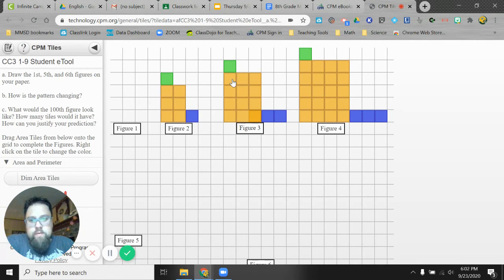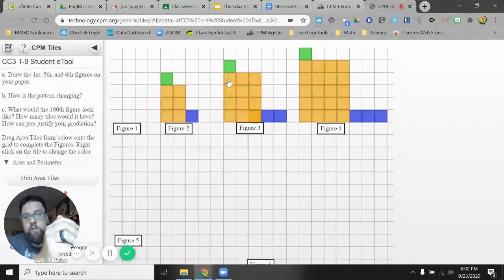That pattern continues to repeat. So let's just say figure 10, for instance. Figure 10, I know, is going to have a width of 10 and a height of 11 because it's always one more. Okay, multiply 10 times 11 to figure out how many orange tiles you would have. Okay, so then at the end, once you figure out the orange piece, the green piece, and the blue piece, you've got to add it all together to get your total number. Hopefully this will help you.